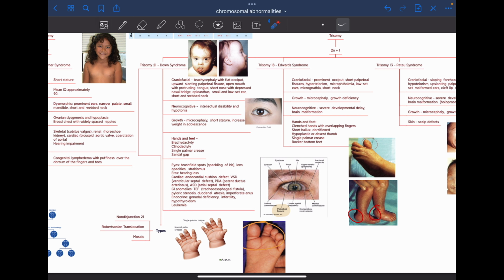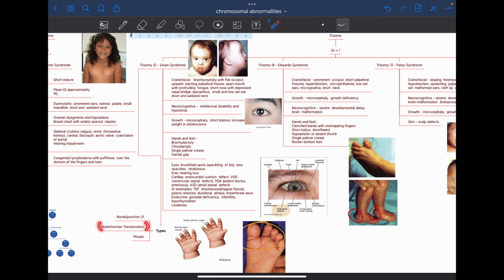The first cause that we have is non-disjunction 21. And non-disjunction 21 is like what I previously explained. It's basically when the chromosomes do not split properly. And in 94% of patients with Down syndrome, this is the cause behind it. To put more numbers into this, most of the time the non-disjunction happens because there's a problem in the maternal meiosis 1, which causes this non-disjunction.